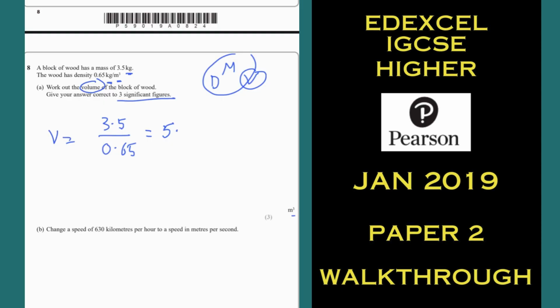Our calcs should say 5.3846 and so on. So 5.38.